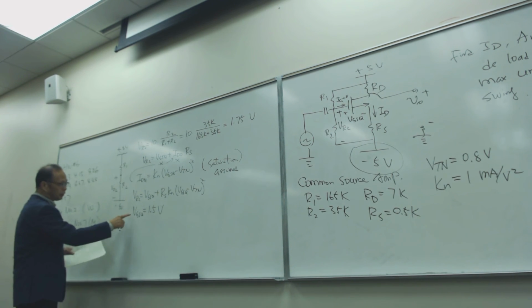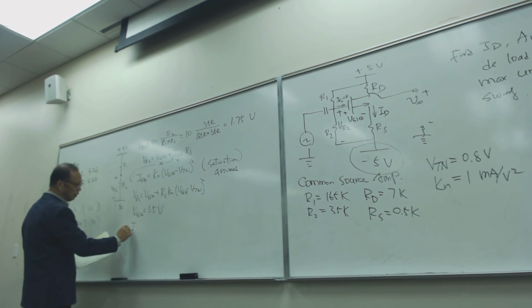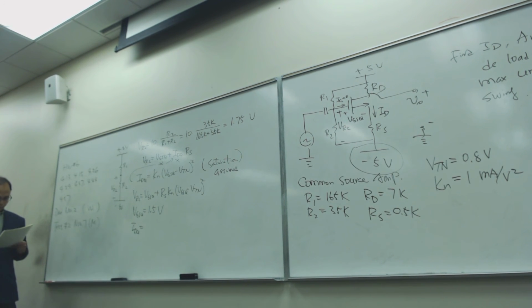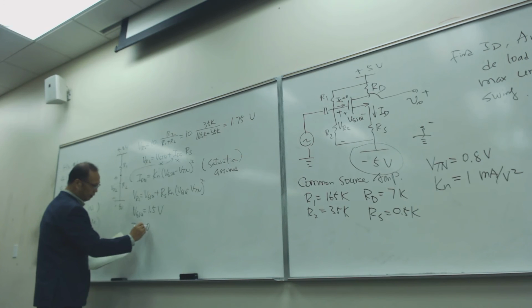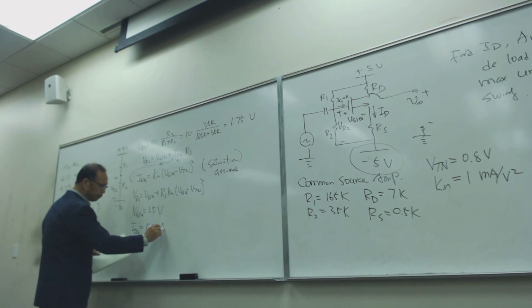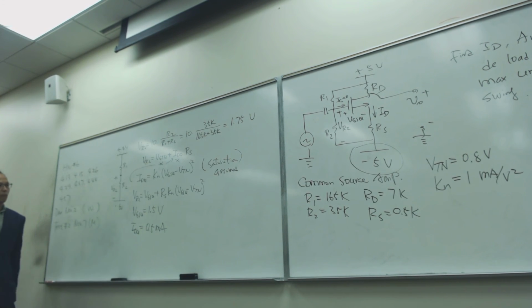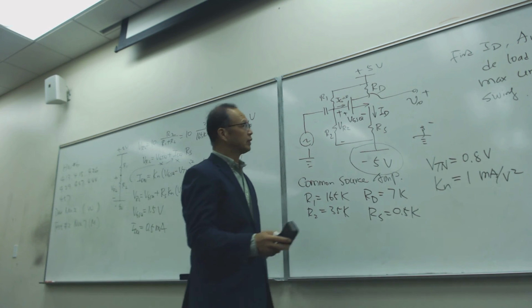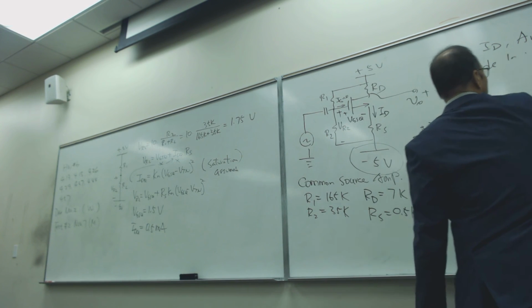Then you can put this into this equation, so you can calculate IDQ, right? And that is 0.5 milliamp. Okay, now we have to try to find out what VDSQ is.